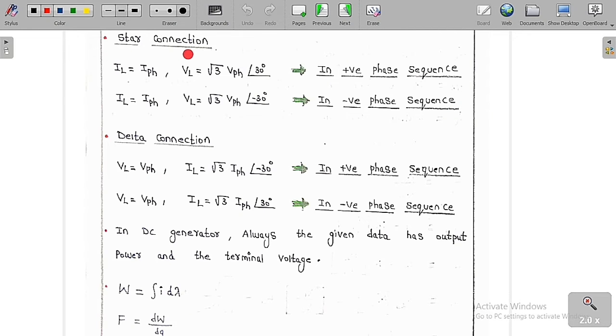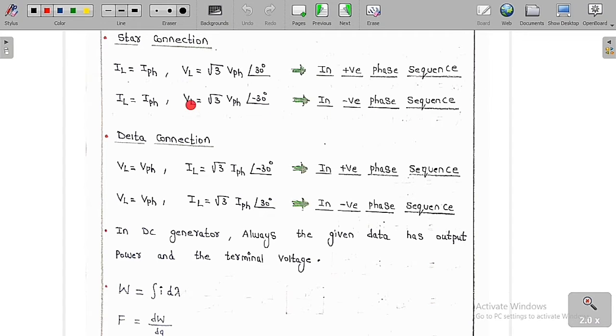So in a star connection, I have already told you the line current is always equal to phase current, and the line voltage is equal to root 3 times of phase voltage, and the line voltage is going to lead the corresponding phase voltage by 30 degree in the positive phase sequence.